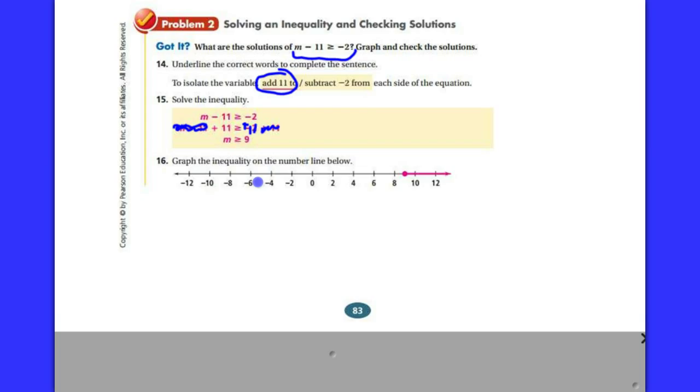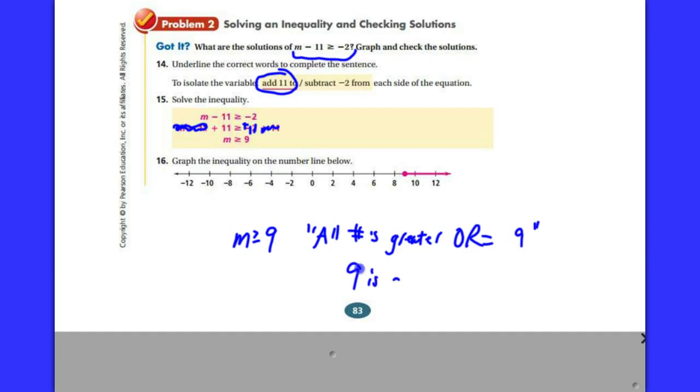Now mine has it on there for you, but I want to make sure you understand what's happening here. Alright, so down here, write m is greater than or equal to 9. Okay, that means, and this is what you've really got to understand, it means all numbers greater than or equal to 9. So that means 9 is a solution. And why is 9 a solution? Because of this symbol right here, the or equal to. Therefore, 9 would make this a true statement because 9 is greater than or equal to 9.